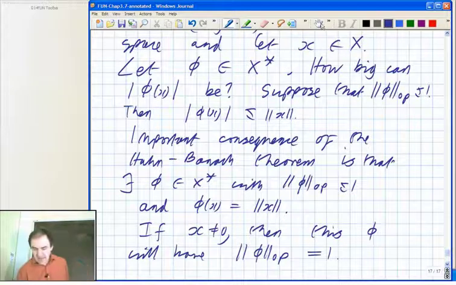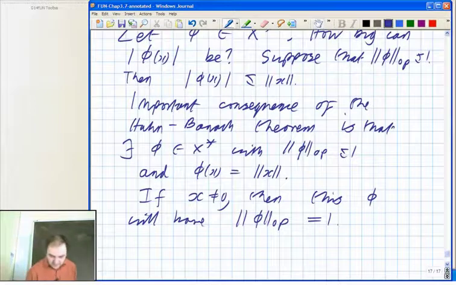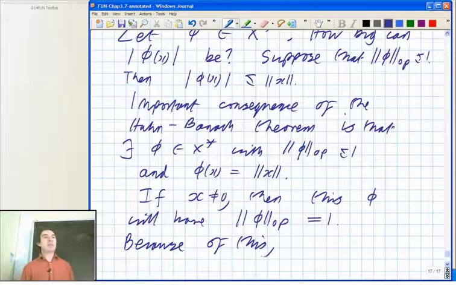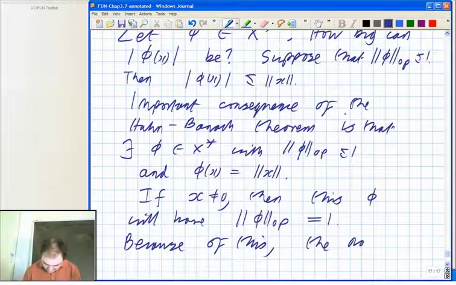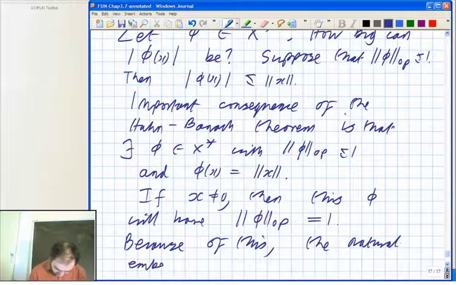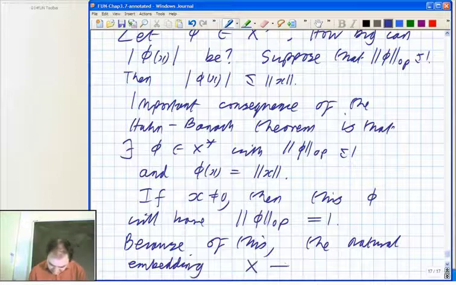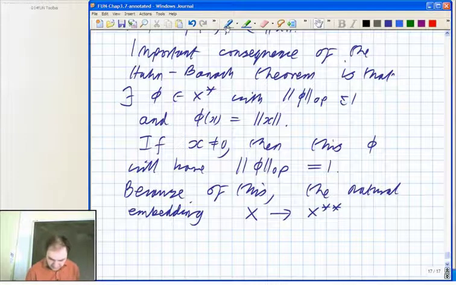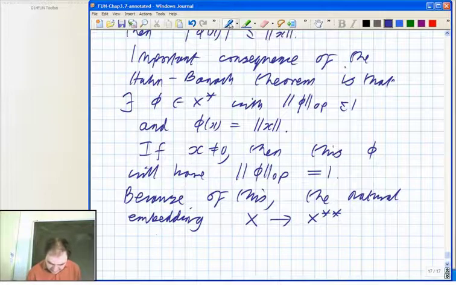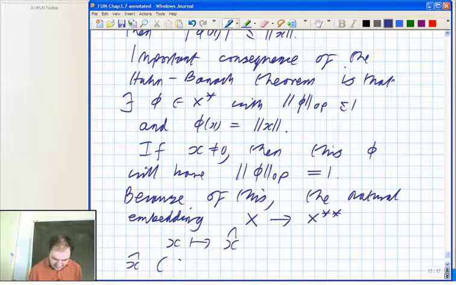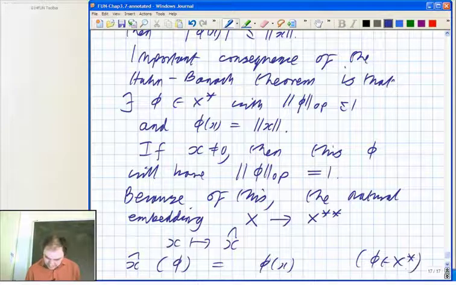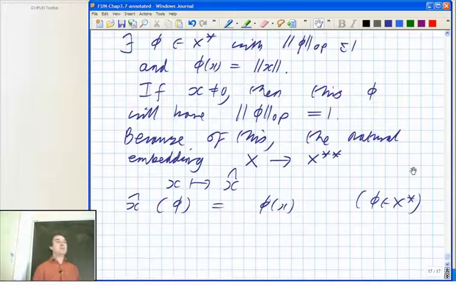And in view of that, we have what we call the natural embedding from X into X double star, defined by x goes to x hat, where x hat of a linear functional phi is phi of x. It really is an isometric linear embedding.